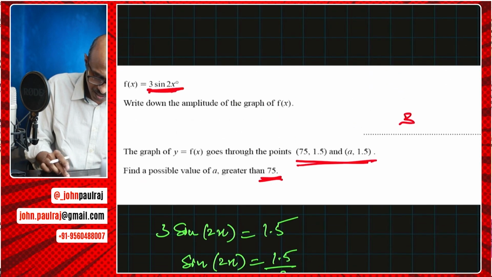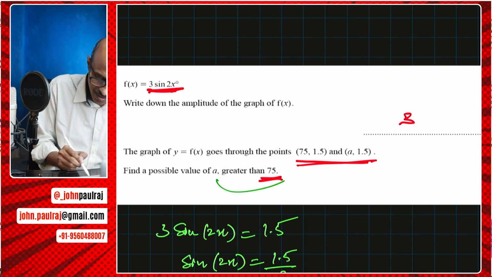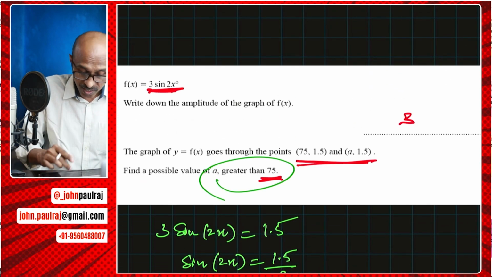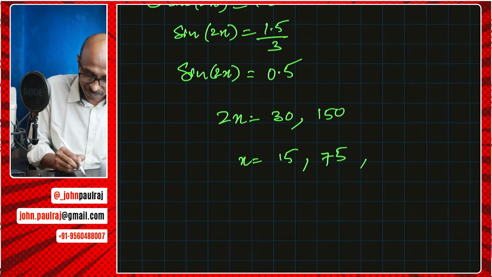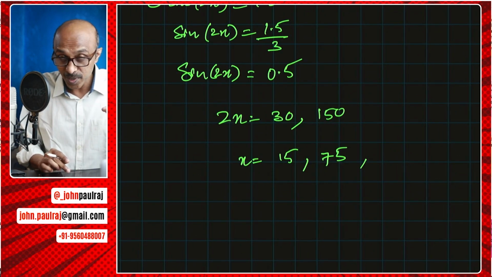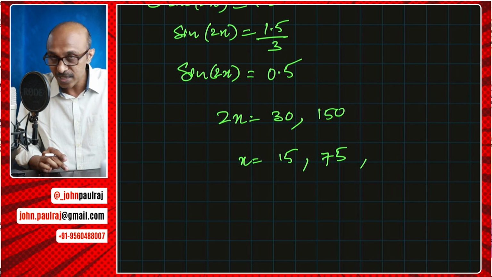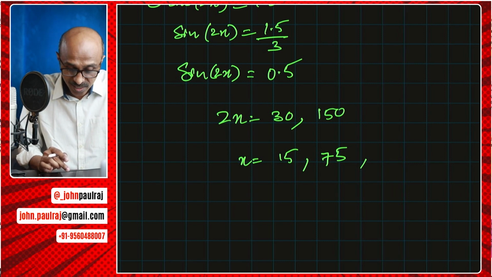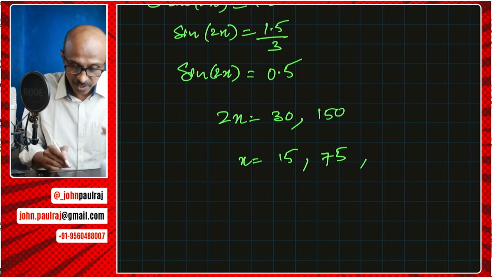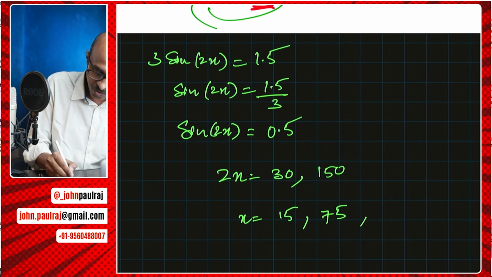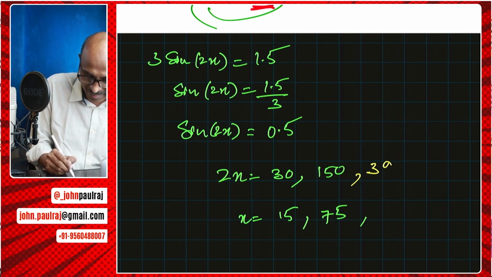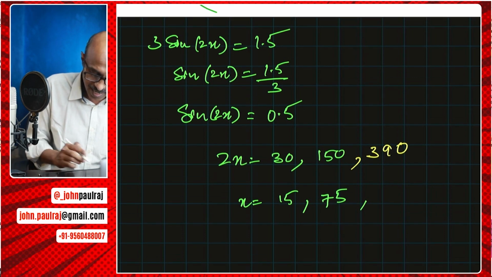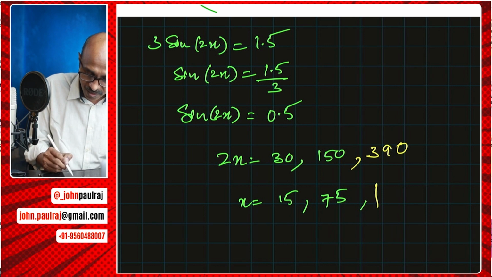Now, look at the question again. It says greater than. Can you see that? Greater than 75. What does it mean? We just got values of x as 15 and 75. They want to test whether you know that sine is a periodic function. That means it's not going to stop at 360. What's the other value? So 360 plus 30 should coincide with that 30 degrees. So the next value should have been 360 plus 30, which is 390. That means the next value after 75 degrees would be 390 divided by 2.